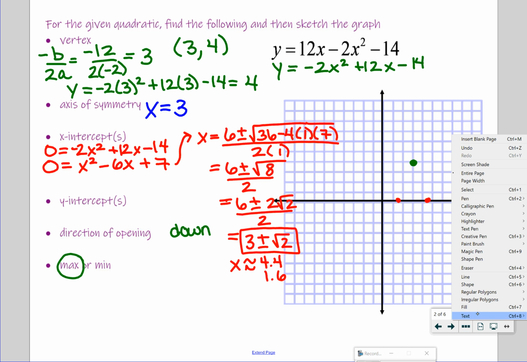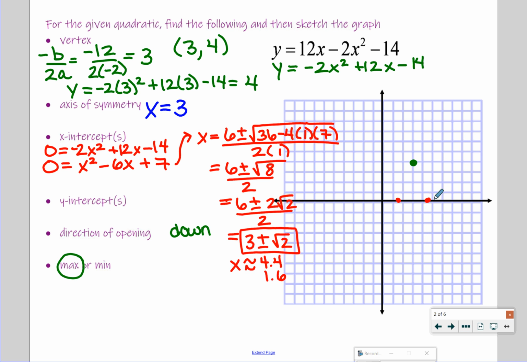Y-intercepts are a little bit easier. It's when my x is 0. And if you plug 0 in for x, that first term and the second term will cancel, and we get y is -14, which is going to be way down here on our graph. But that should give us enough to connect these points and get a nice parabola.